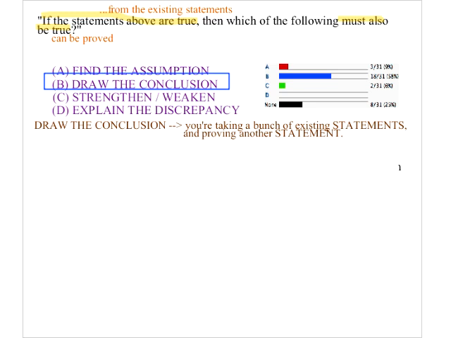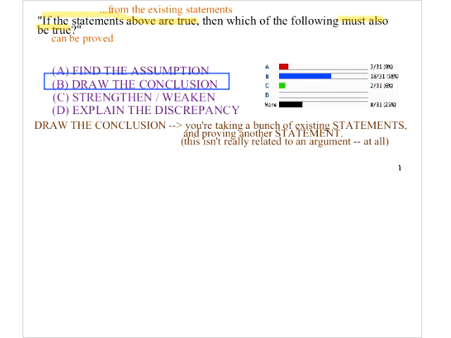I mean, this is the one type of problem where this usually has nothing to do with any sort of argument. You're just taking a bunch of factual statements. The passages for draw the conclusion problems are not arguments. They're just collections of statements of fact. And then you're just deriving another fact.